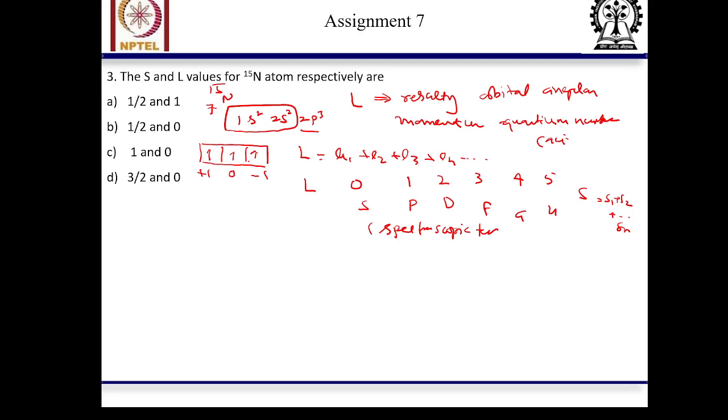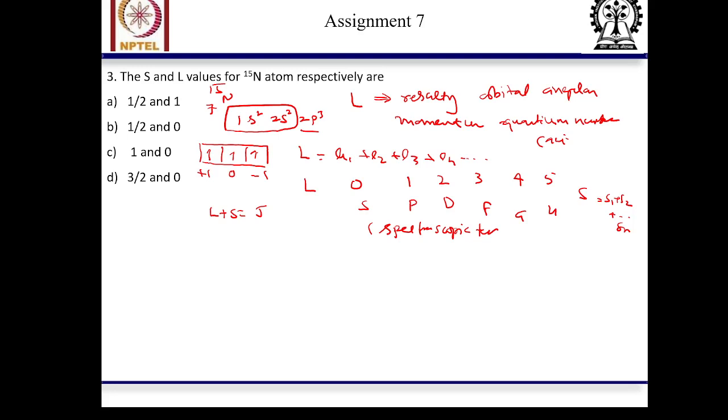Second is that maximize the spin momentum, which means Hund's rule. So if it is in the all degenerate state, singly it will be occupied. And third will be L plus S is equal to J, which means for more than half filled, and L minus S is for less than half filled. But that is a different case. Here only this much is required.